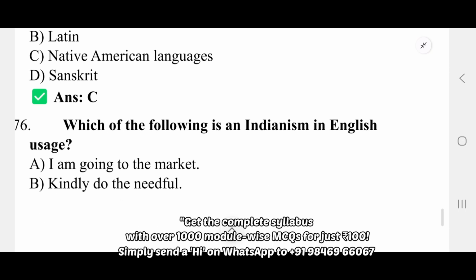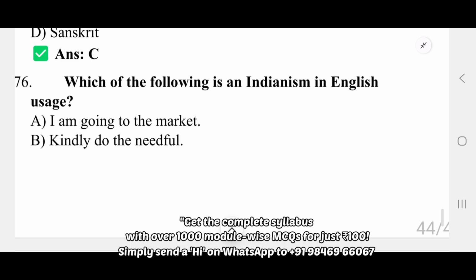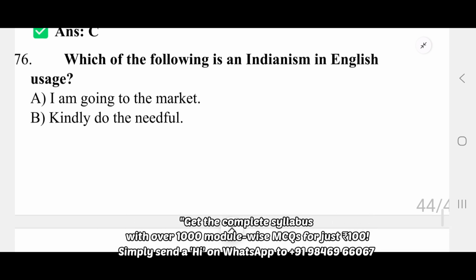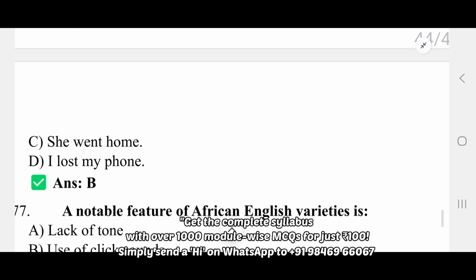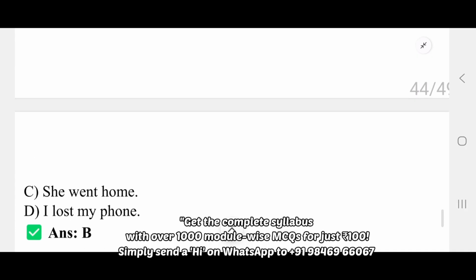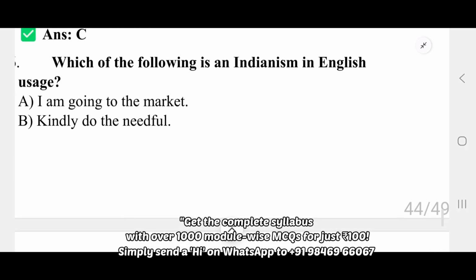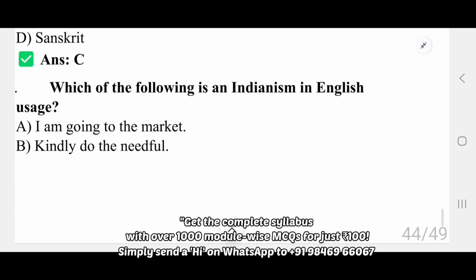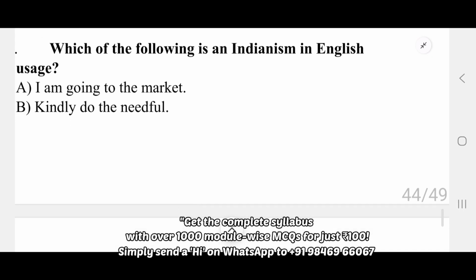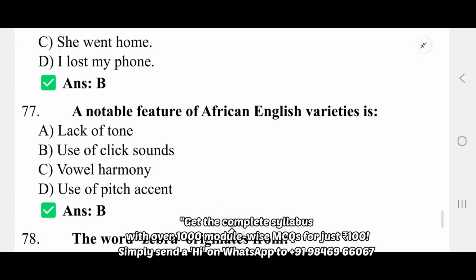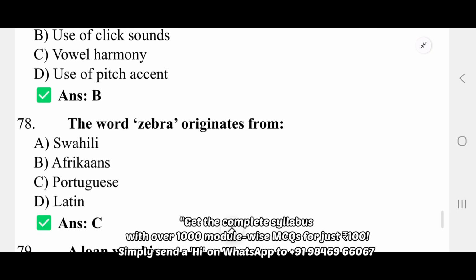Which of the following is an Indianism in English usage? I am going to the market. Kindly do the needful. She went home. I lost my phone. Here the option is given, kindly do the needful. Next, a notable feature of African English varieties is lack of tone, use of click sounds, vowel harmony, use of pitch accent. So use of click sounds.